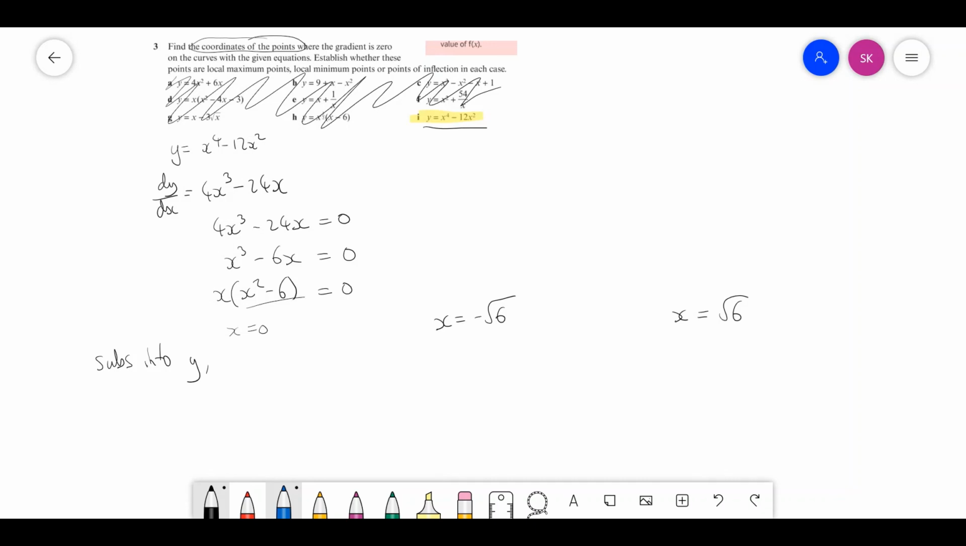So when x is 0, y equals 0 to the power of 4 minus 12, 0 squared, so obviously it's 0. So the first stationary point is 0, 0. When x is 0, y is 0.